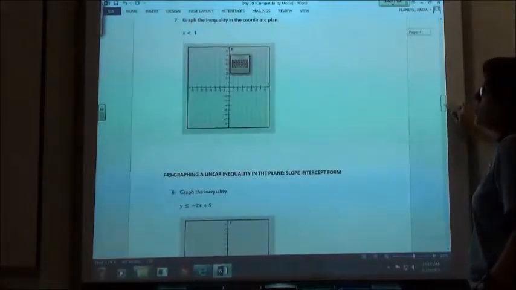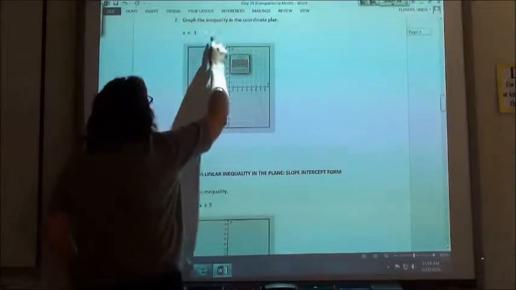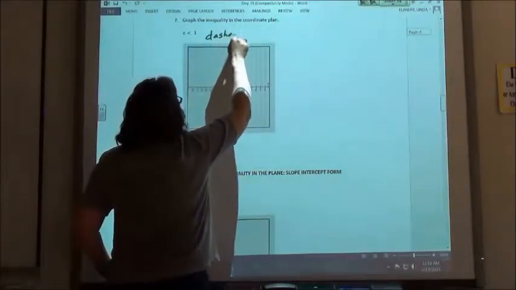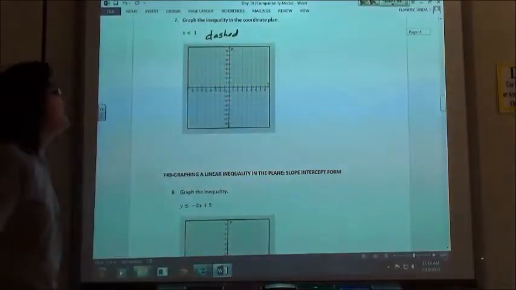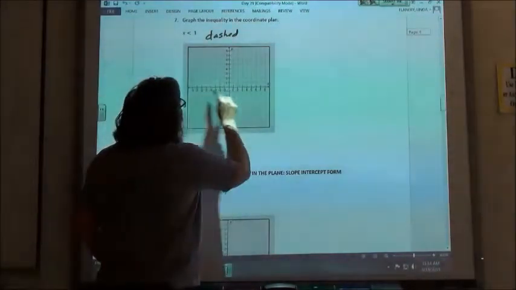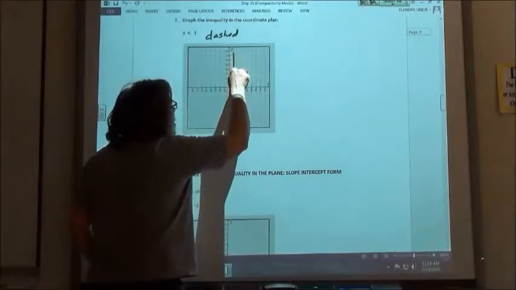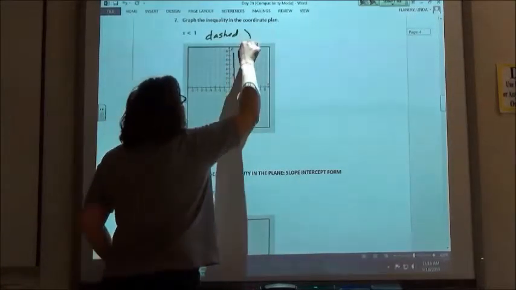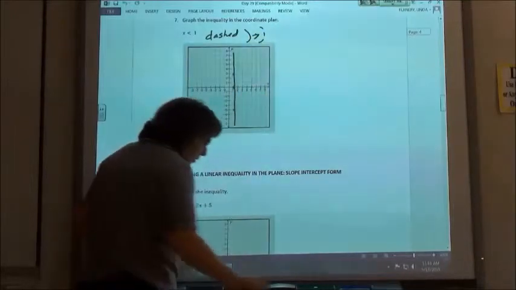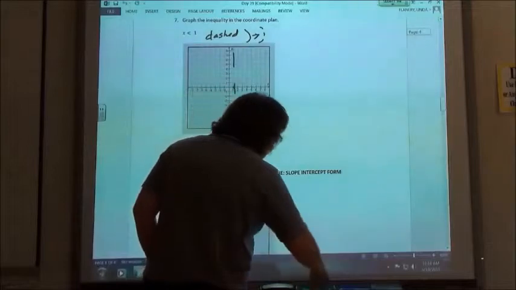Number 7, we are doing x is less than 1 then. So x is less than 1 again. You need the dashed line because you don't have the equal to bar. You have to draw it solid. X equals 1 would be right here. You draw it solid, but then use our little tool to change it to a dashed line.